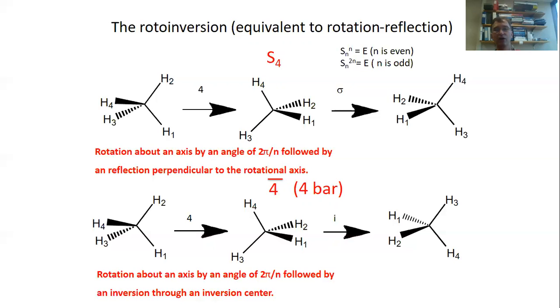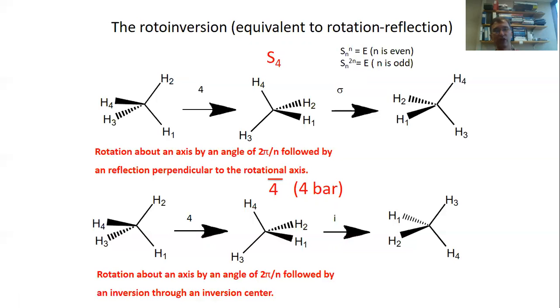So now let us do a roto inversion and see what a roto inversion does. The Hermann-Mauguin symbol for the roto inversion indicates the order of the improper axis, which is in this case 4, and we put a bar on top of the 4 to indicate that we invert in addition.